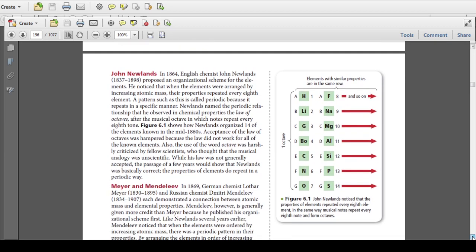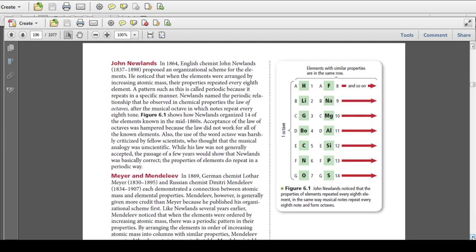In 1864, English chemist John Newlands proposed an organizational scheme for the elements. He noticed that when elements were arranged by increasing atomic mass, their properties repeated every 8th element. A pattern such as this is called periodic because it repeats in a specific manner. Newlands named the periodic relationship that he observed in chemical properties the law of octaves, after the musical octave in which each note repeats every 8th tone.